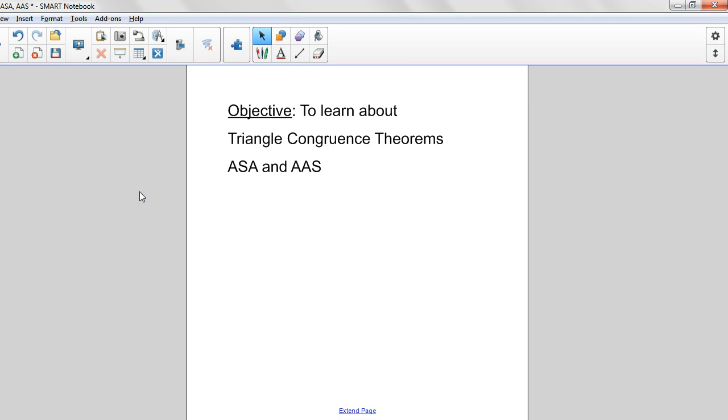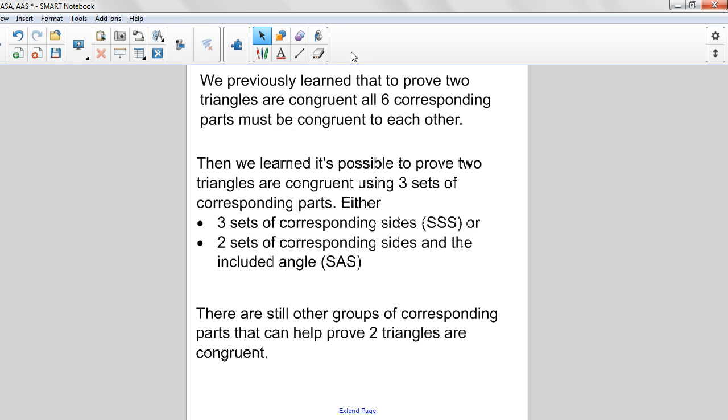Alright, hello class. We're going to learn today about triangle congruence theorems ASA and AAS. We previously learned last week that to prove two triangles are congruent, all six corresponding parts must be congruent to each other. Then we learned it's possible to prove two triangles are congruent using three sets of corresponding parts, either three sets of corresponding sides, which we called side, side, side, or two sets of corresponding sides and the included angle, which we called side, angle, side.